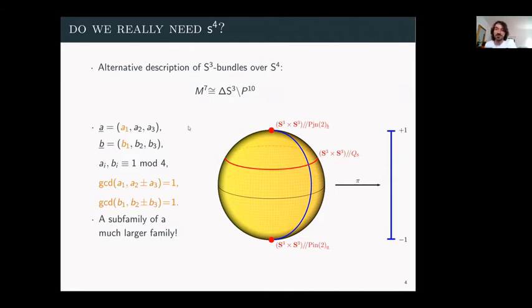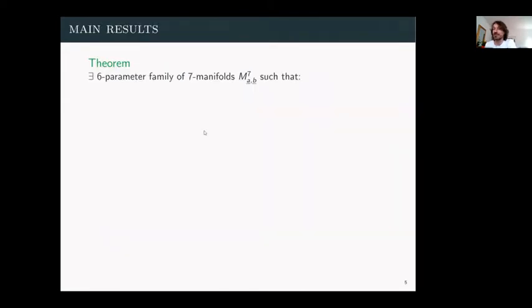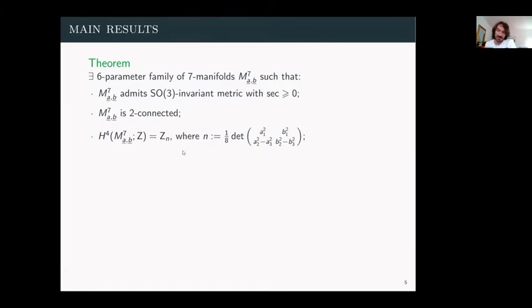So for free almost, just by looking at it a little differently, you get a large family of 7 manifolds, which still have non-negative curvature. I told you that there's SO3 invariance there. They're 2 connected, so they already sort of look like S3 bundles over S4. Their cohomology even looks like that of an S3 bundle over S4. Where I just want to point out this N, which depends on the parameters A and B, it's allowed to be 0. So you even get manifolds that look like S3 cross S4 appearing. But in this talk, we're really only interested in those which are rational spheres.